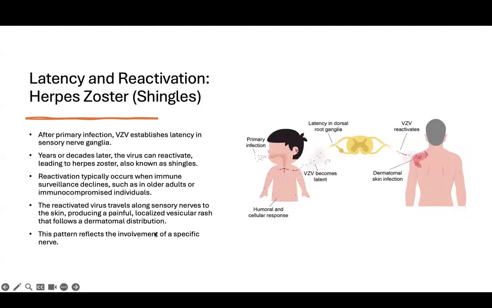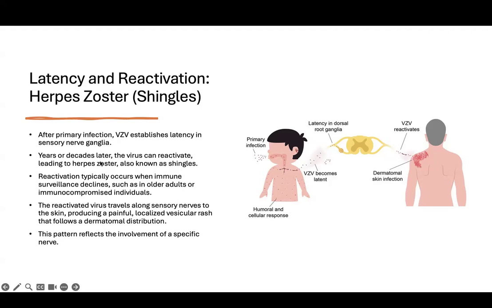So the varicella zoster virus, once it infects, it goes to the sensory nerve ganglia and establishes latency. But the latency here can be years or decades before it reactivates. So it's not 100%. Almost all of us have this virus, but not all of us get a reactivation. It's only a specific few that get this actual reactivation.